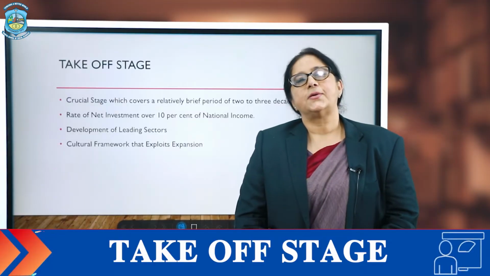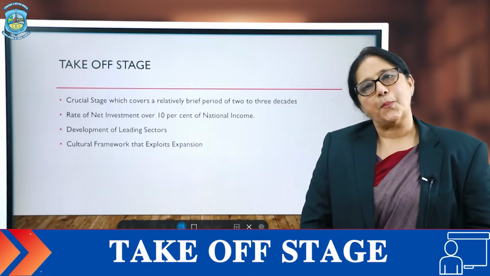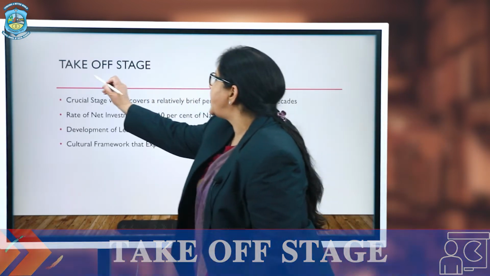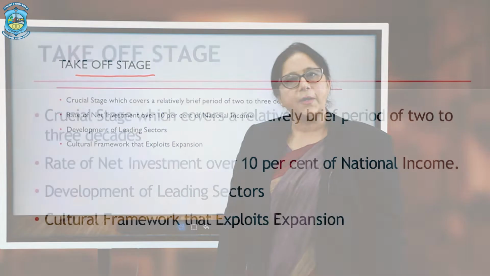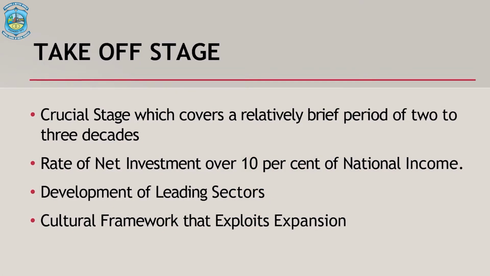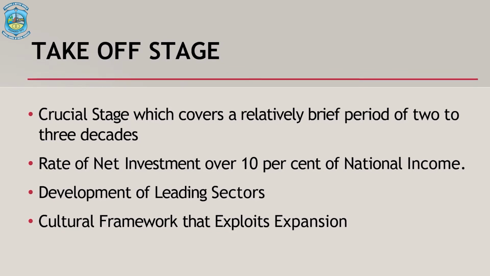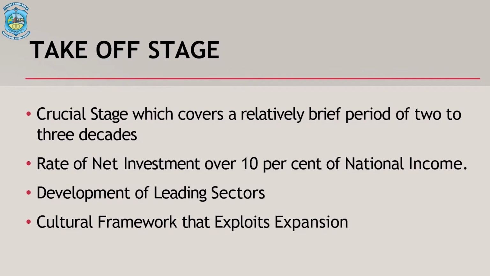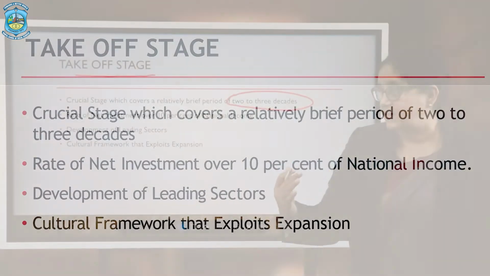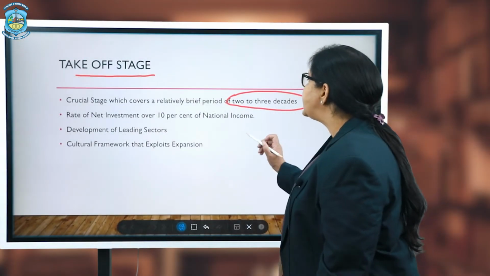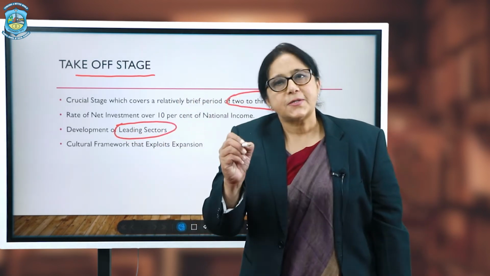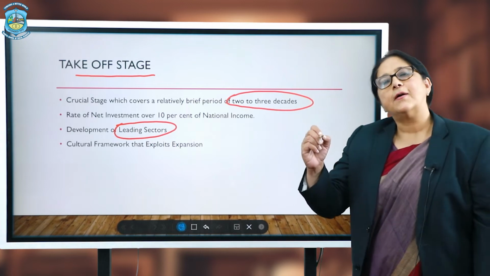The third stage in the Rostow stages of economic growth is the takeoff stage. This is the most important stage in the history of an economy, and it is characterized by a relatively shorter duration of 2 to 3 decades. Now, what happens during the takeoff stage? There is an emergence of a leading sector, and this leading sector provides the stimulus to the economy to be on the path of development.